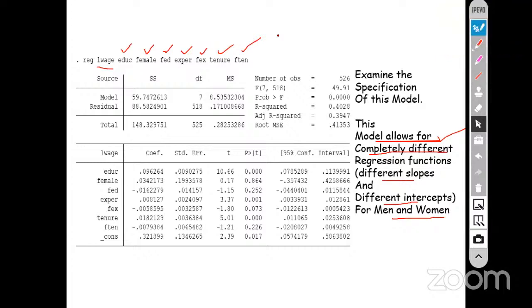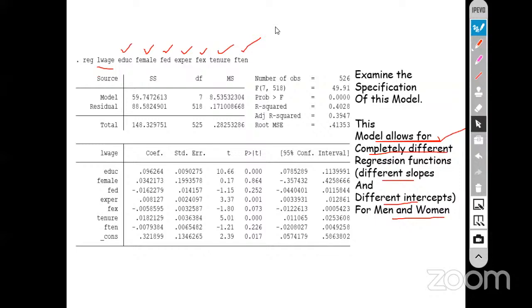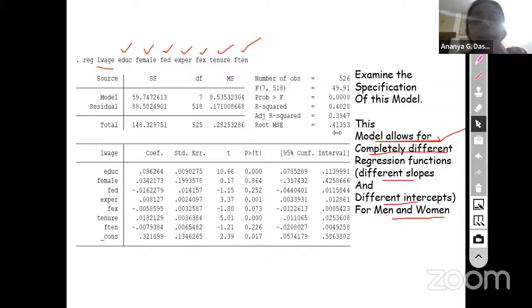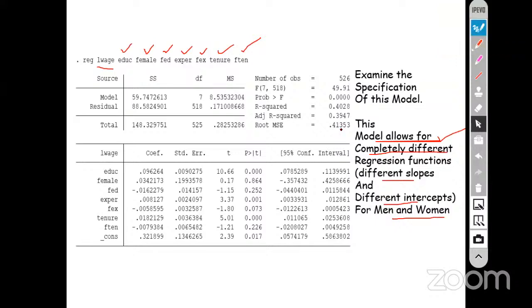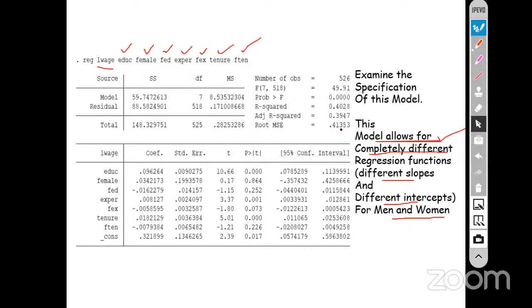Maybe, ma'am, one or two questions are mentioned in the chat box. Yeah, I think I have answered all the questions in the chat box. Somebody had asked what the difference is between multicollinearity and perfect collinearity. That I have answered. Okay.